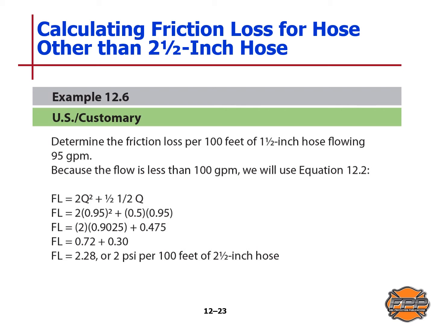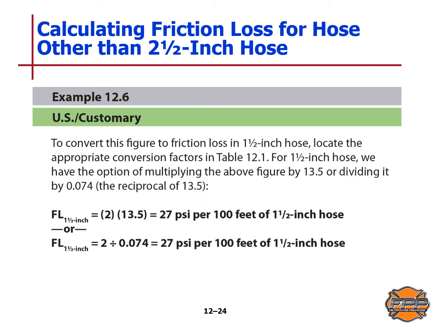So the friction loss, once you plug in the numbers, is 2 times 0.95 squared, that's your coefficient, plus 0.5 times 0.95, because that's your flow rate. Friction loss then equals 2 times 0.9025 plus 0.475. And when you finish working the math, you get friction loss equals 1.8 plus 0.475, and your friction loss ultimately works out to 2.28 or 2 psi per 100 feet of 2.5-inch hose.